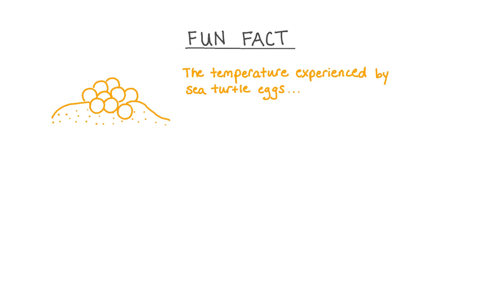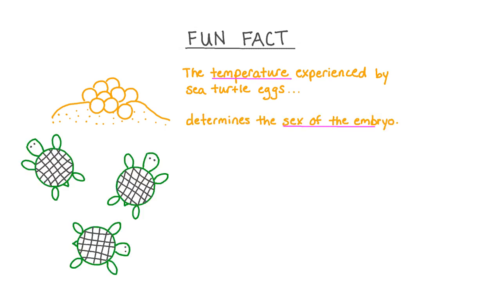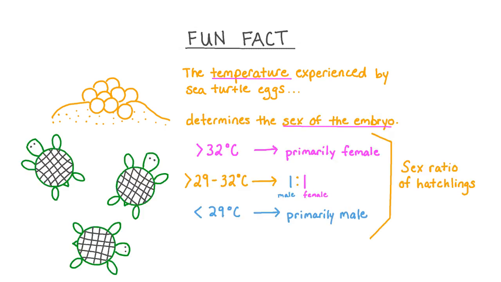A rather extreme example of the influence of environment on gene expression is seen in sea turtles. The temperature experienced by sea turtle eggs determines the sex of the embryo inside. This in turn determines the sex ratio of the hatchlings. When the temperatures experienced by the eggs are warmer, the hatchlings will be primarily female. When temperatures are colder, the hatchlings will be primarily male. And intermediate temperatures lead to a sex ratio of approximately 50-50.